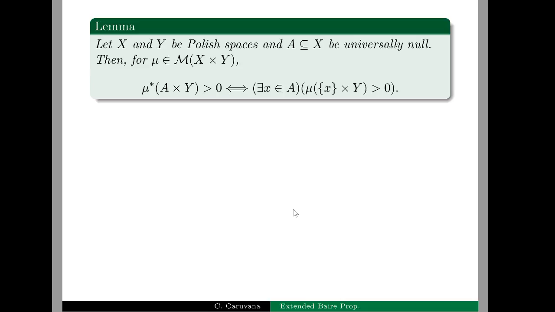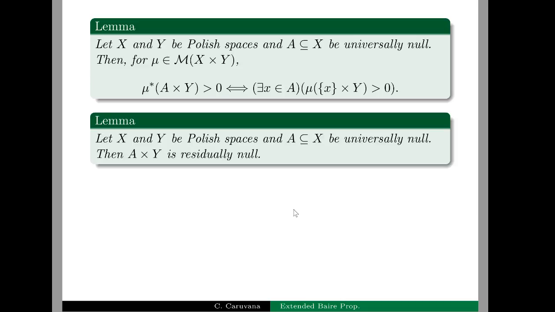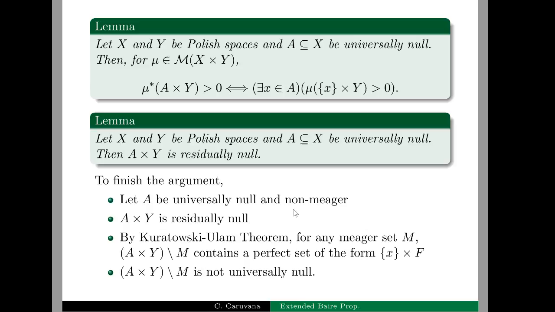If A is universally null, and I have some measure on the product that gives A cross Y positive measure, then it has to give positive measure to some strand. So it has to be distributed on some strand. Using those two facts, A cross Y is residually null. I just combine the fact with epsilon being 1 over n, say. So it's residually null.